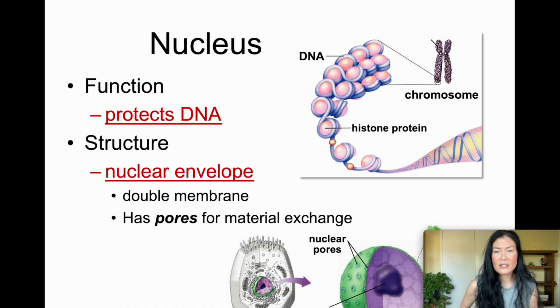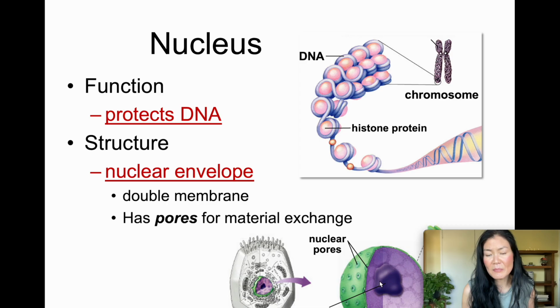So in the nucleus, you have the DNA, right? And the DNA is going to be surrounded by the nuclear envelope. And the nuclear envelope is a double membrane. So we're talking a double phospholipid bilayer. And it also has pores in the membrane. And the pores are going to enable exchange.